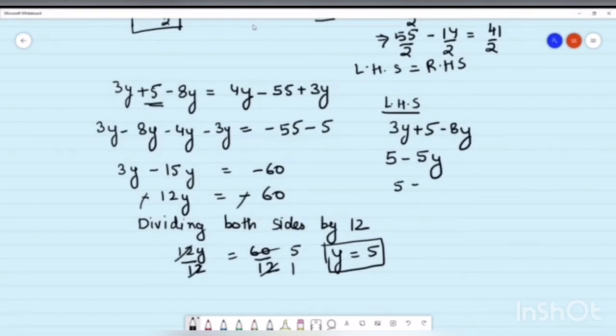5 minus 5 into 5. That is 5 minus 25. This is minus 20. Here you have to remember the BODMAS rule. That is, you have to first multiply and then you have to add and subtract. Now taking the right hand side. Be very careful with signs, because once you miss a sign, you get a wrong answer.